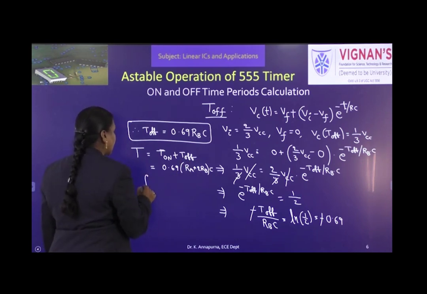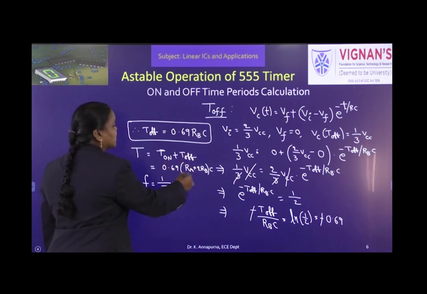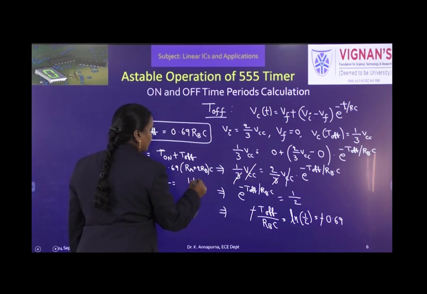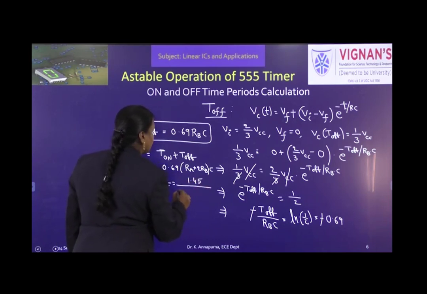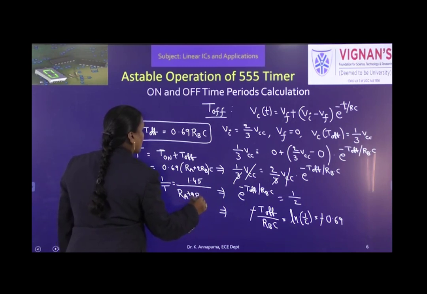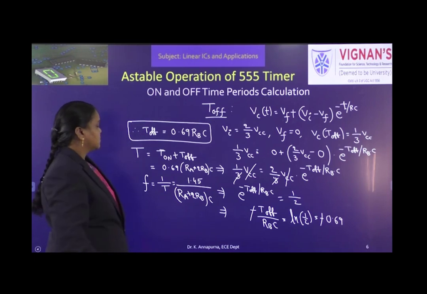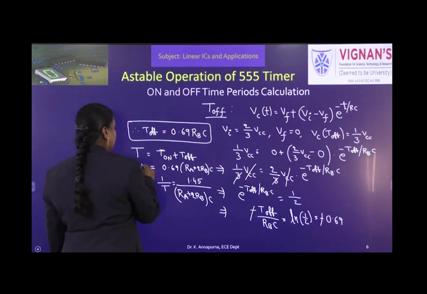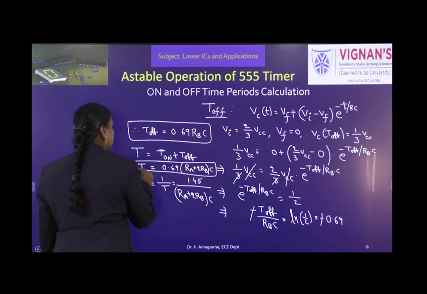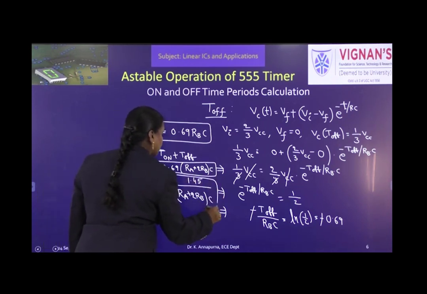So this is the total time period of the astable multivibrator output. Then what is the frequency of oscillations? You know it is 1 by T. So 1 by this value, 1 by 0.69 is 1.45 by RA plus 2RB into C. So this is the time period and this is the frequency.